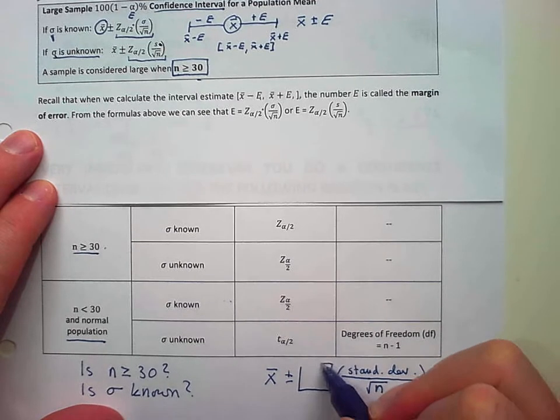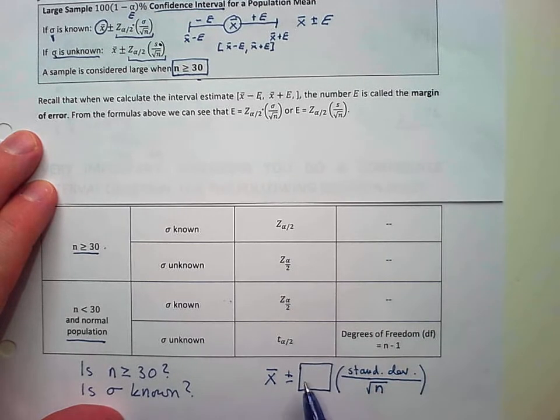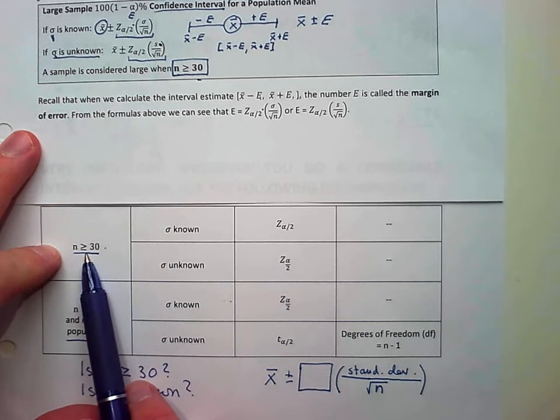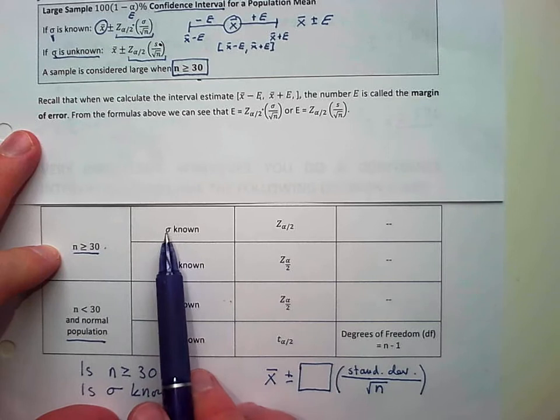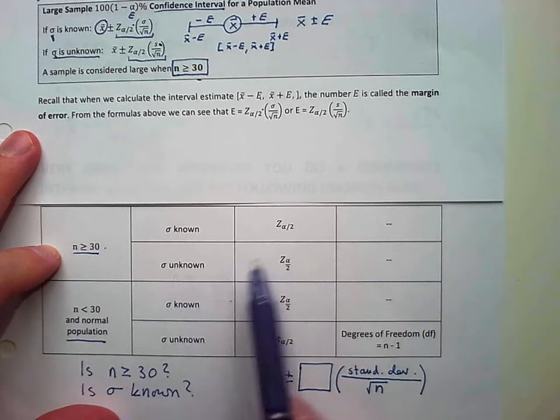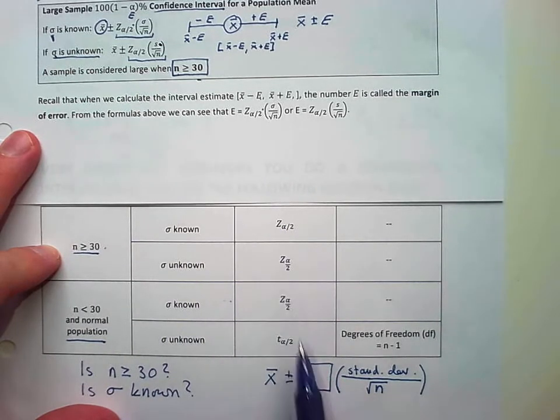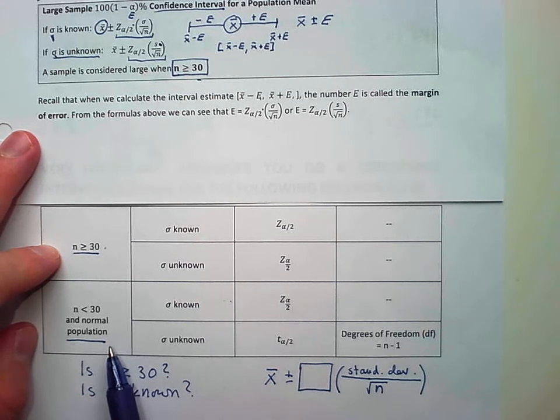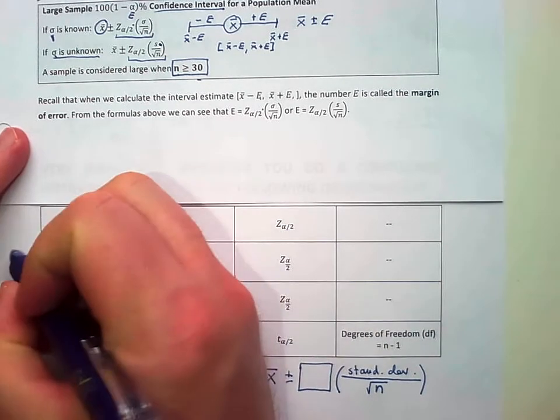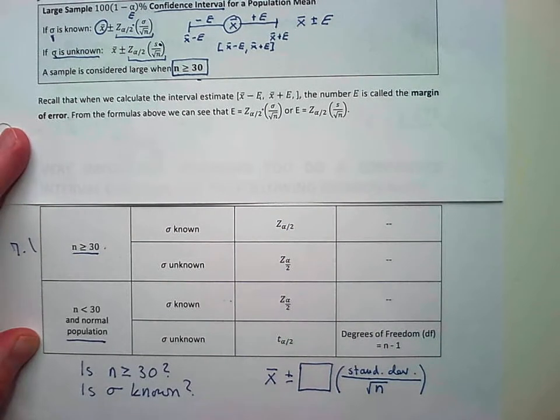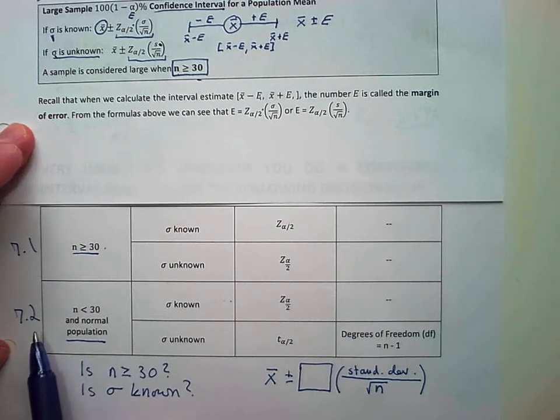Now the question is this. What goes right here? And what we've seen so far is if n is greater than or equal to 30, whether or not sigma is known or sigma is unknown, we're always going to use z sub alpha divided by 2 right here in this spot in this formula. As we'll see here in a minute, it's either on the next page or the page after that. So this is in section 7.1, this first half right here. Section 7.2 is right here, so I think we get into 7.2 on the next page of the notes.